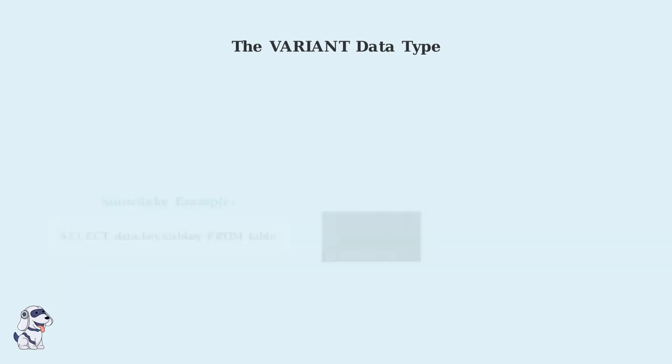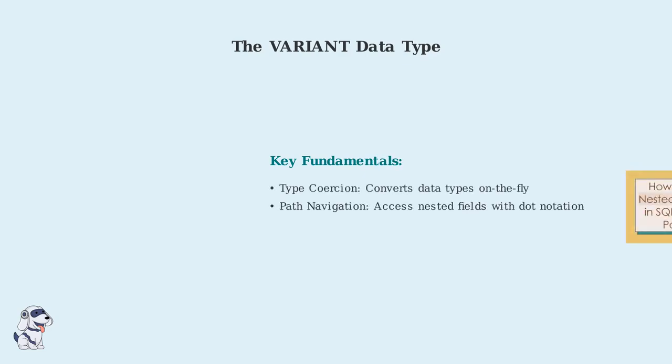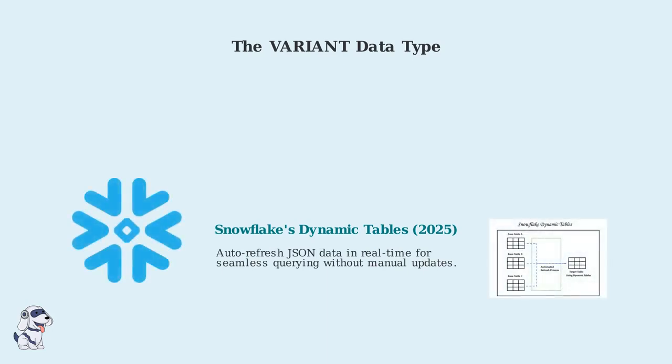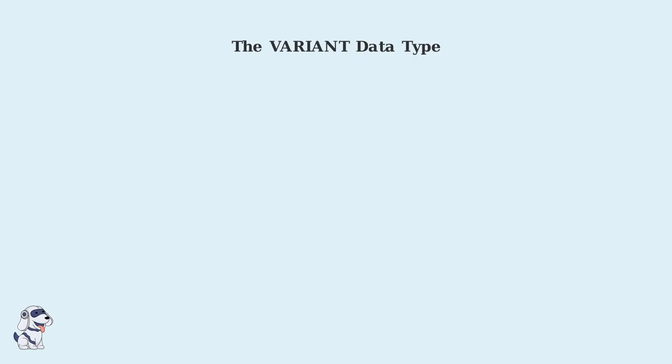Select data:key.subkey from table. This syntax allows direct access to nested JSON elements. Key fundamentals include type coercion, which automatically converts data types as needed during queries, and path navigation, using dot notation to traverse nested structures. A standout feature is Snowflake's dynamic tables, introduced in 2025, which automatically refresh JSON data in real time, ensuring queries always access the latest information without manual intervention.